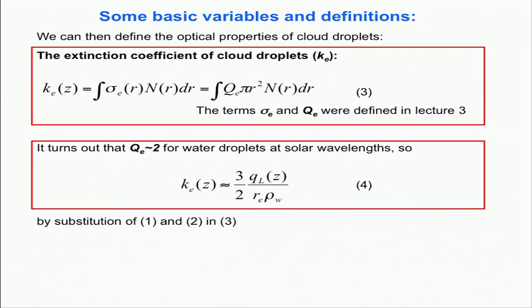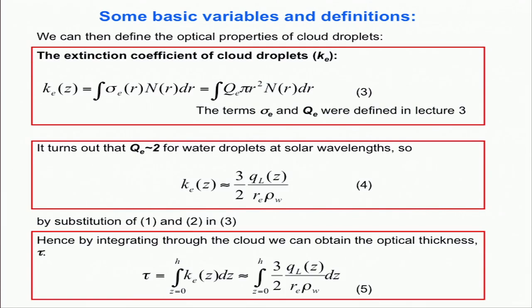Go back and check by substitution of 1 and 2 into 3, and if you integrate that, you end up getting the optical depth, remember, which is just the product of KE and Z, so we have to integrate through the cloud from Z equals 0 cloud base to the height, and we end up with this integral here. So we'll finish this tomorrow, where we're going to go back over this integration, but your homework is to essentially derive the equation on the next slide, ready for tomorrow, if you can.